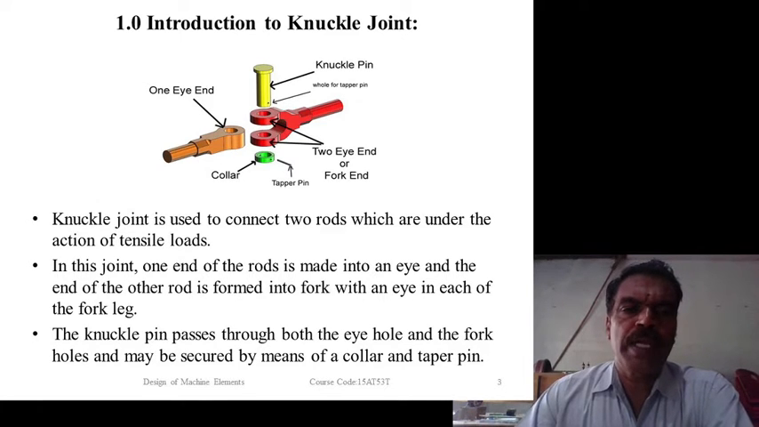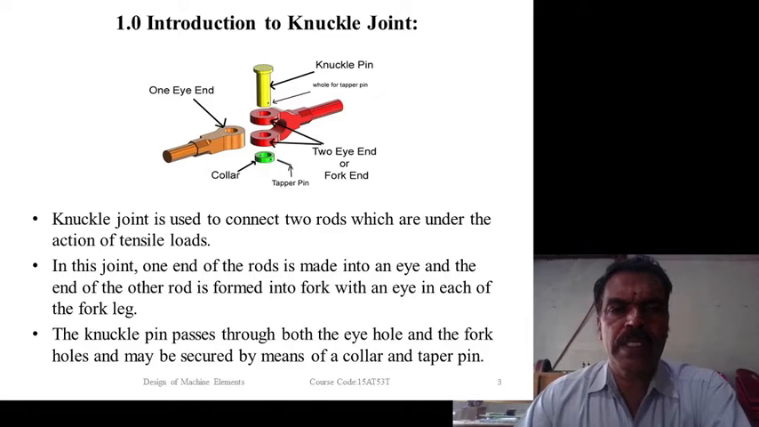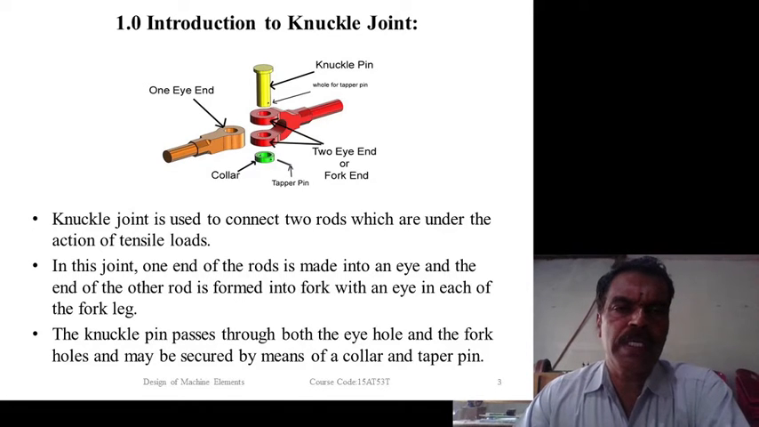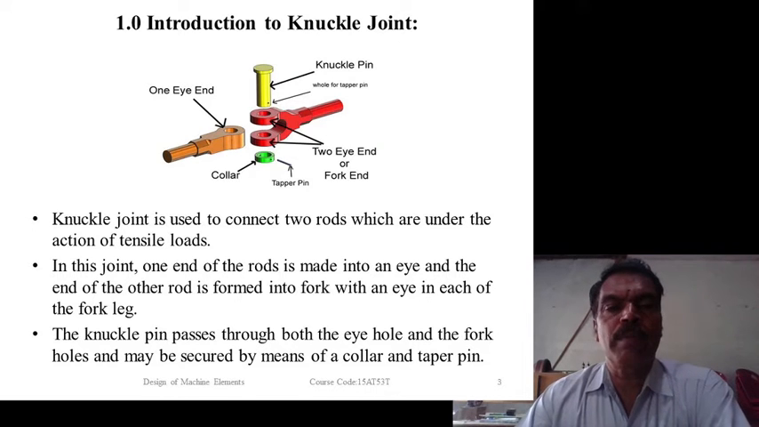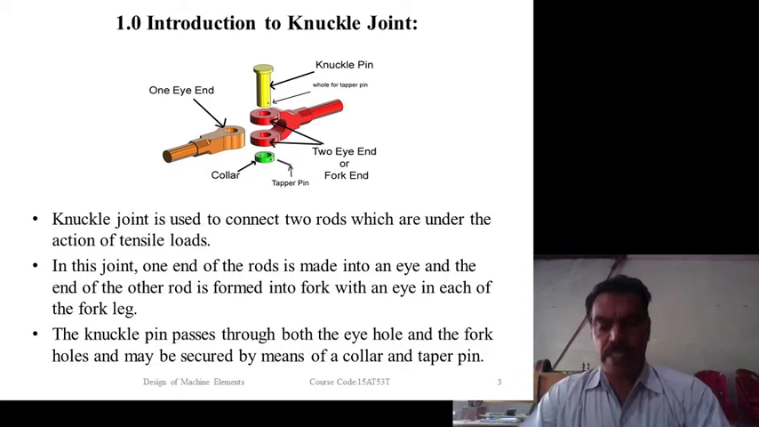So this is about the knuckle joint. Mainly it consists of the one eye end and the two eye end. The red mark shows the two eye end or forked end, and this one is the one eye end. The yellow figure shows the knuckle pin, and this is the collar, and one more, the cotter pin, is there. Let us first understand how the knuckle joint is assembled.